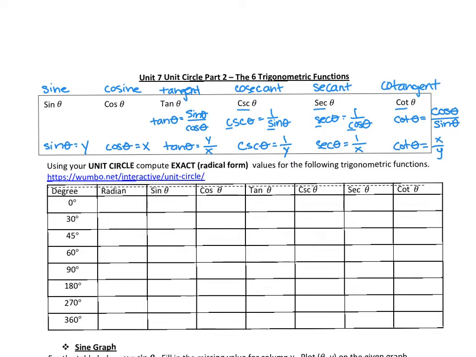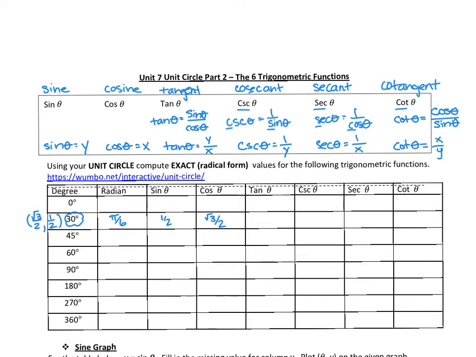So how do I use these to help me find values for my unit circle? Let's take 30 degrees. So go to your unit circle from last week and find me the coordinate that goes with 30 degrees. You should have square root of 3 over 2, 1/2. And 30 degrees is pi over 6 radians. So last week we learned that my sine theta is my y. So the sine of 30 degrees is 1/2. Cosine theta is my x. So the cosine of theta is rad 3 over 2.